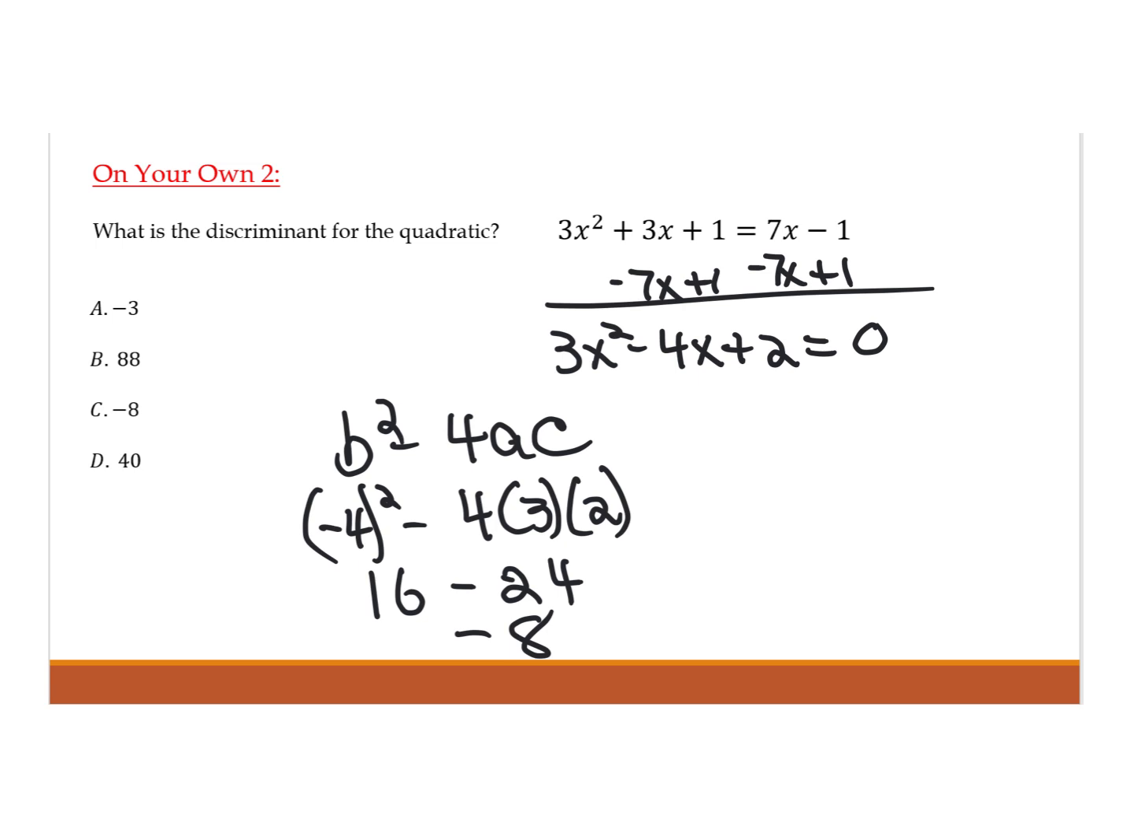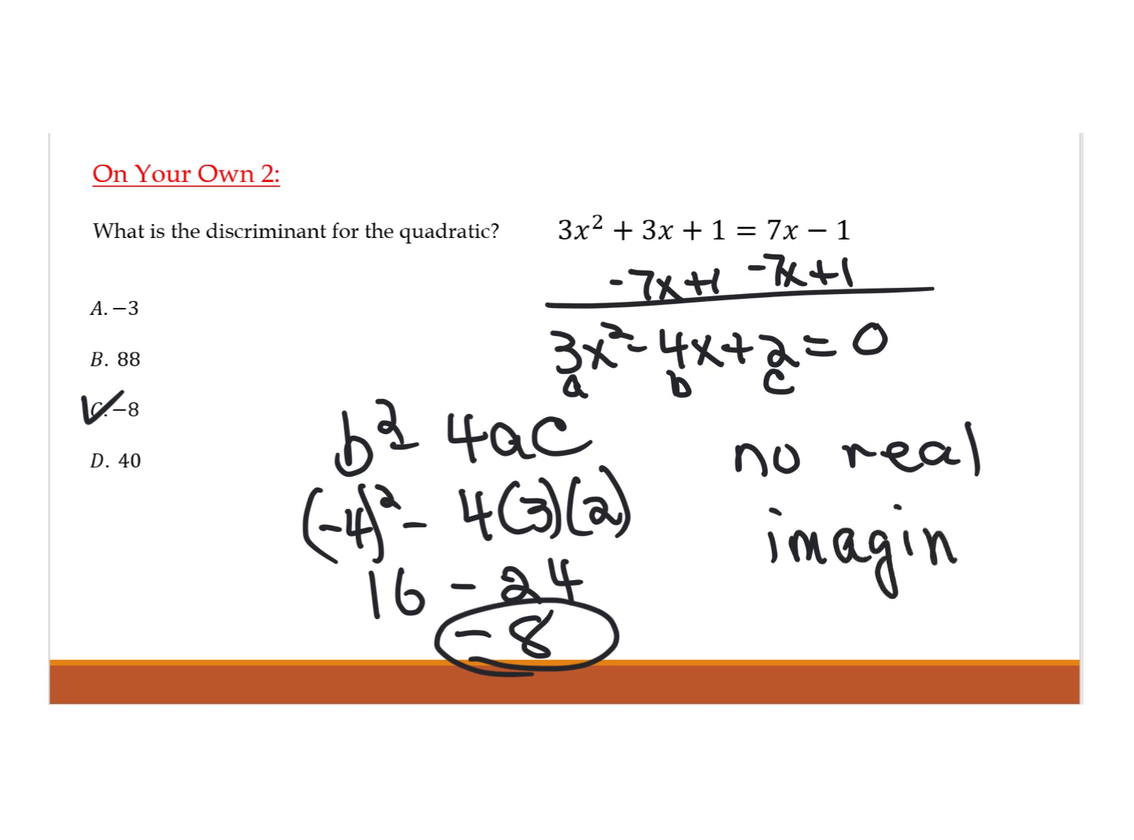That gives me the quadratic equation, 3x squared minus 4x plus 2 equals 0. I have a value of a is 3, b is negative 4, and c is 2. So I plug into the discriminant. I have negative 4 squared minus 4 times a, which is 3, times c, which is 2, and that is going to give me 16 minus 24, and that has a value of negative 8. I know then that there are no real solutions, which means that my answer is going to be an imaginary solution.